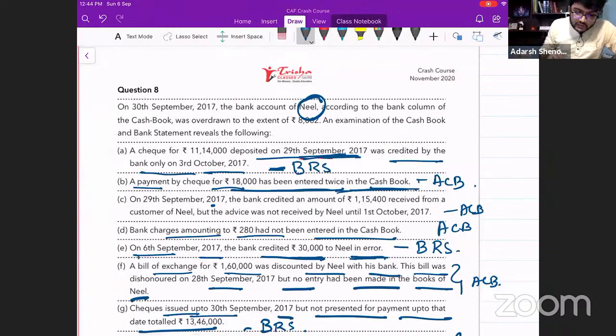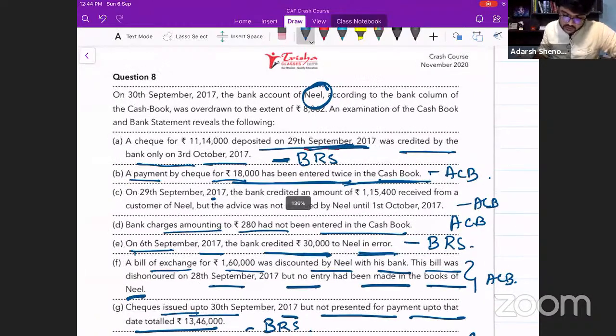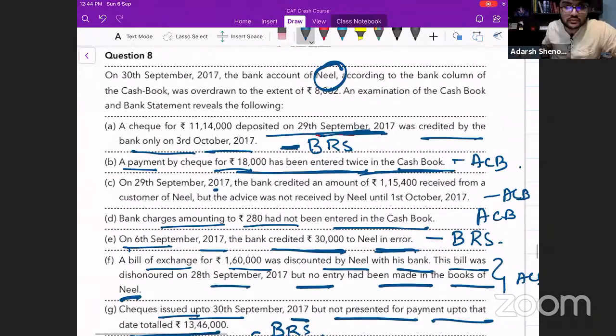A check for 11,14,000 deposited on 29 September was credited by the bank only on 3rd October 2017. Which book has moved because of this? We've deposited but not yet cleared. Which book has moved because of this? Cash book has moved. Upwards or downwards? Upwards. Starting point is what? Passbook. So what should you do? Cash book is up. What should you do? Add.